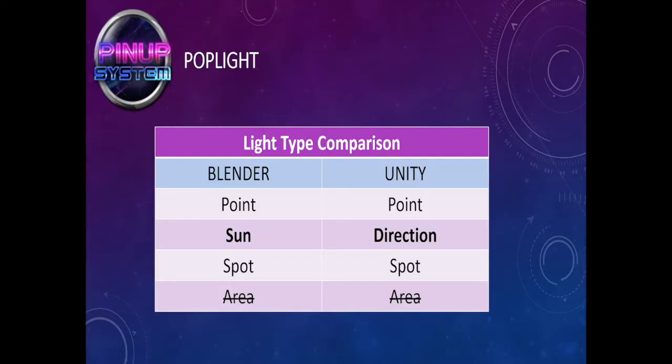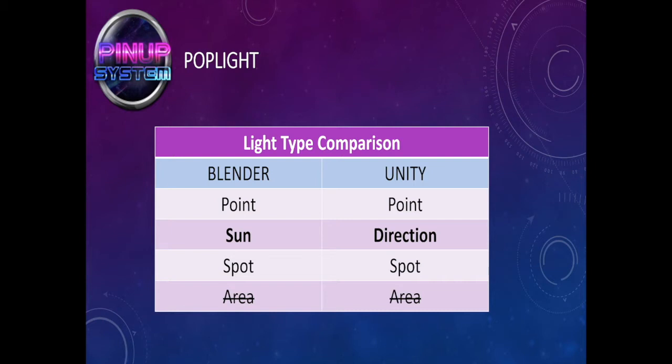For the Blender person, I wanted to take a moment to do a lighting comparison. On the left here we have Blender light types: point, sun, spot, and area. Unity has point, direction, spot, and area. But you notice area I crossed out. Just like I mentioned before, an area light cannot be created dynamically, so that's really not usable by PopperVR. We will not be using that in the video.